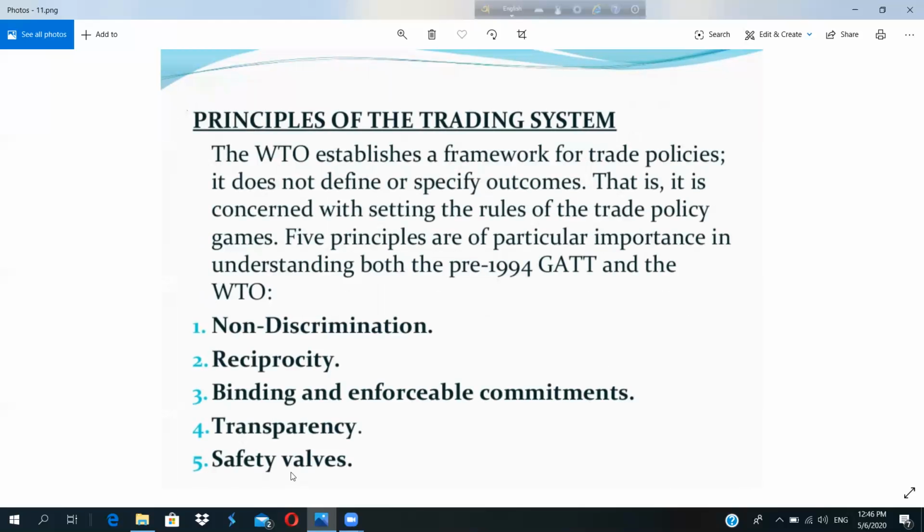So, principles of the trade system. The WTO establishes a framework for trade policies. It doesn't define or specify outcomes. That is, it is concerned with setting the rules of trade policy schemes. Five principles are of particular importance in understanding both the pre-1994 GATT and the WTO. The first one is non-discrimination. Number 2, reciprocity. Number 3, binding and enforceable commitments. Number 4, transparency. And number 5, safety valves.